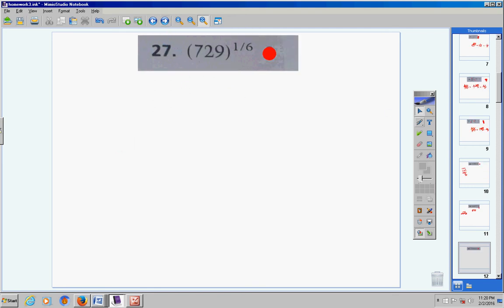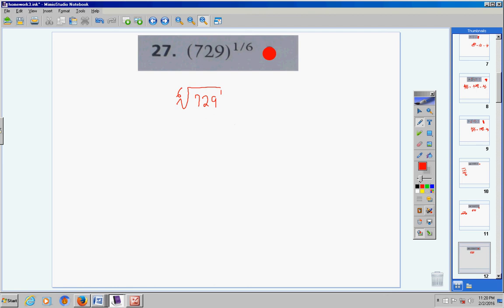Alright, number 27. Okay, here we go. Gets a little more difficult, but not that bad. 1/6 means the sixth root of 729 to the first power. So I need 6 numbers multiplied together. It might be 2, but I seriously doubt it. 2 to the 6th power would not be that big. We can try 3 to the 6th power. That might be it.